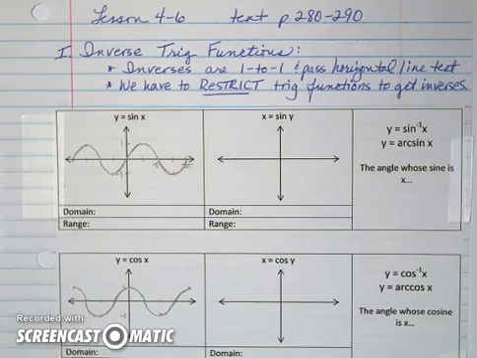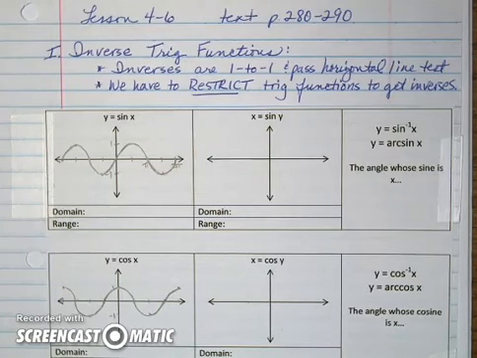Welcome to your third video in the second half of Chapter 4. This particular lesson deals with the inverse trig functions. So we spent a lesson graphing sine and cosine. We spent a lesson graphing tangent, cotangent, secant, cosecant. This one graphs the inverse trig functions.